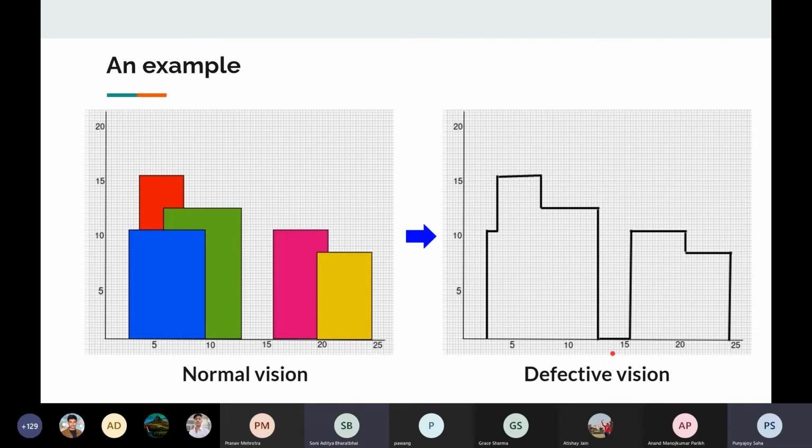Sir, how is that lowermost horizontal line being perceived as a thick line? Yeah, so this is a constant from the problem. The line that is connecting two separate blocks is marked with an outline, as part of the defective vision. So that is one constraint of the problem. If the line is at the lowermost point, the horizontal one, you have to consider it as a part of the defective vision.